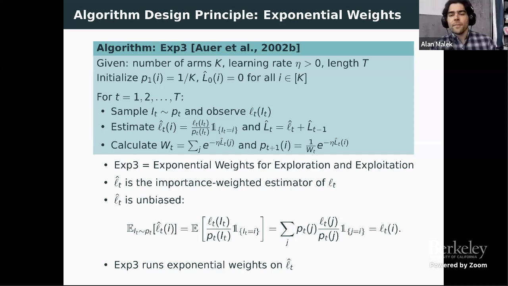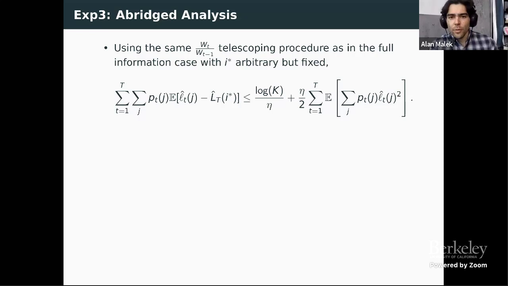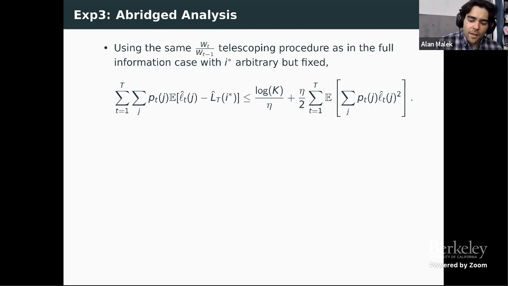The analysis is pretty similar. I actually won't go into the details, though once these slides are posted, they're included at the back if you really are curious. But we're going to assume that you basically did the same sort of telescoping argument, this log sum exp argument that Wouter used in the exponential weights case.